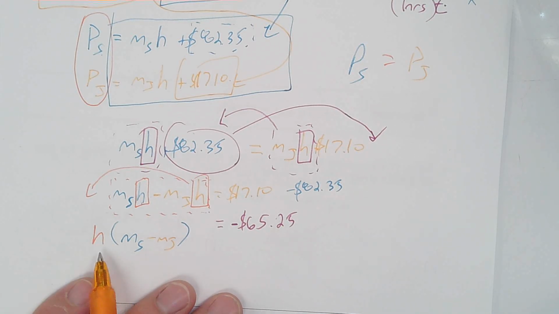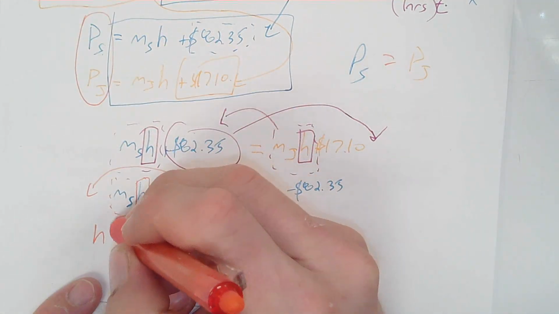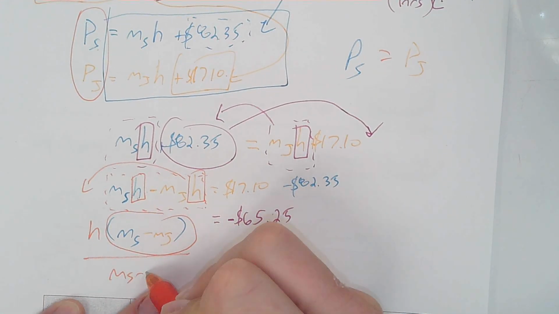And if I want to solve for H, what do I got to do? I got to divide both sides by the other thing I don't need. Right? I don't need this. So I'm going to divide both sides by that.